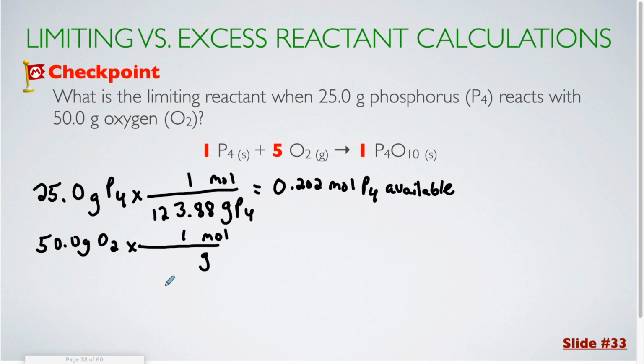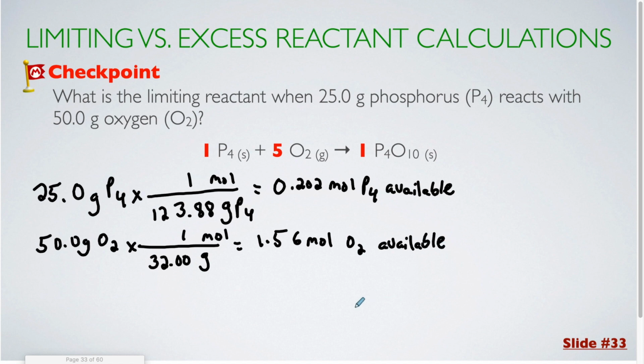Now for this one, because oxygen is a diatomic element, notice the 2, I'm going to multiply that mass on the periodic table by 2. So I have a mass of 32.00 grams. If I multiply and divide across there, I have 1.56 moles of O2 available.